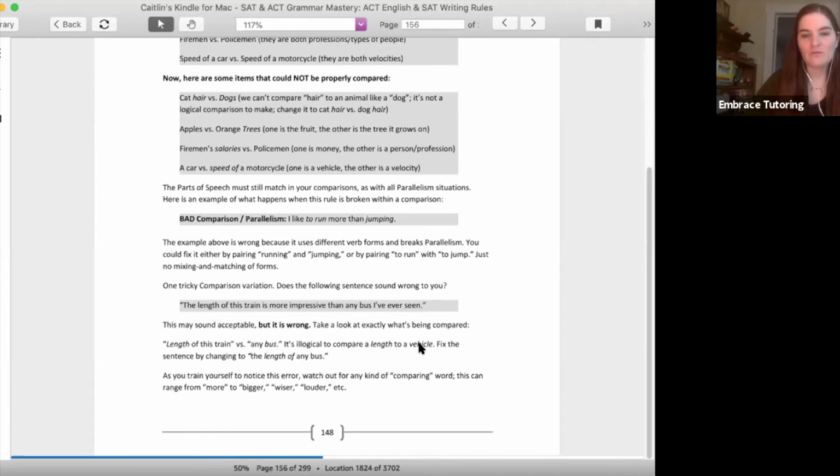Okay, so you can fix that by saying, "The length of this train is more impressive than the length of any bus." That would make sense. Okay.